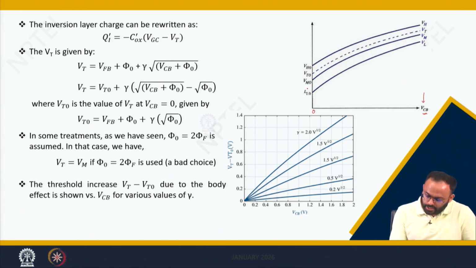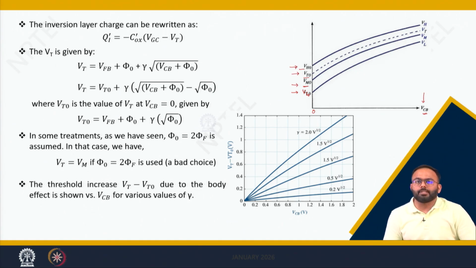And hence there we define a few values, VLO, VMO, VTO and VHO, which we said are the onset of weak inversion, onset of moderate inversion, extrapolated threshold voltage, and this is nothing but the onset of strong inversion.